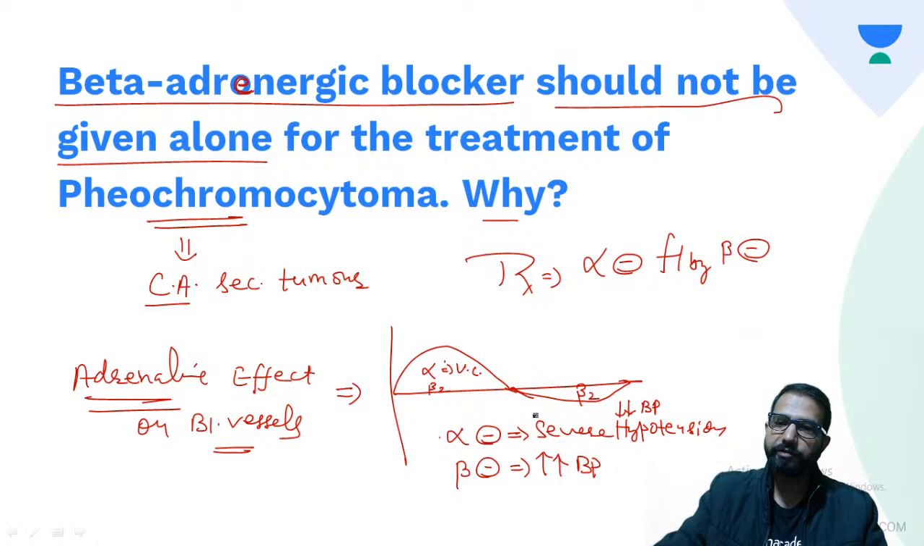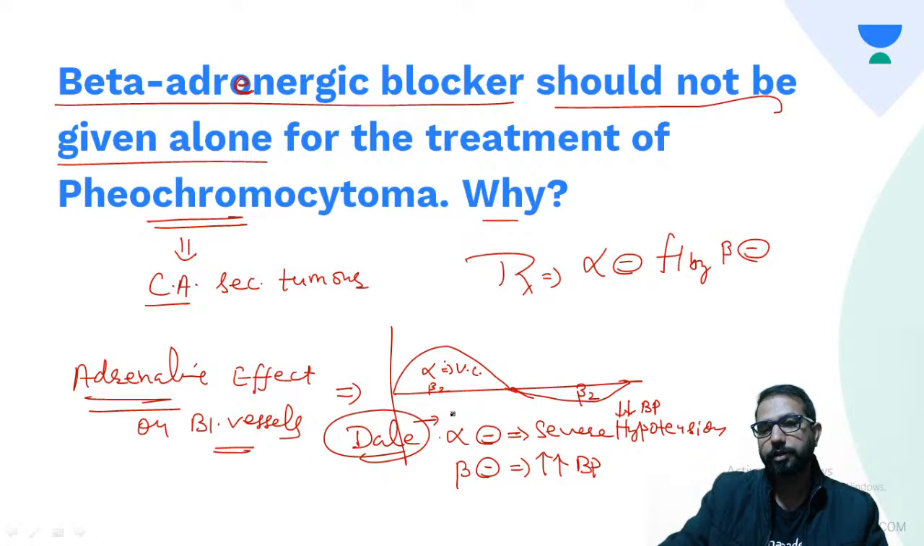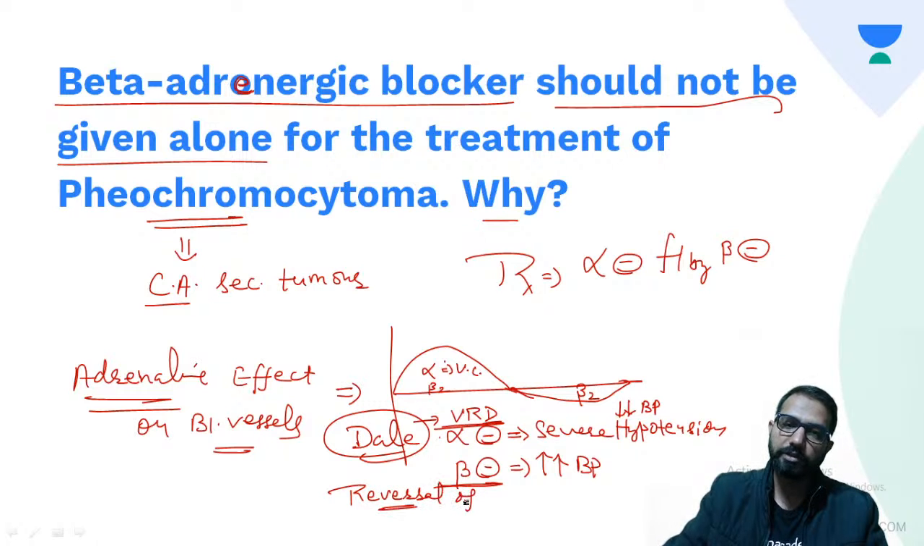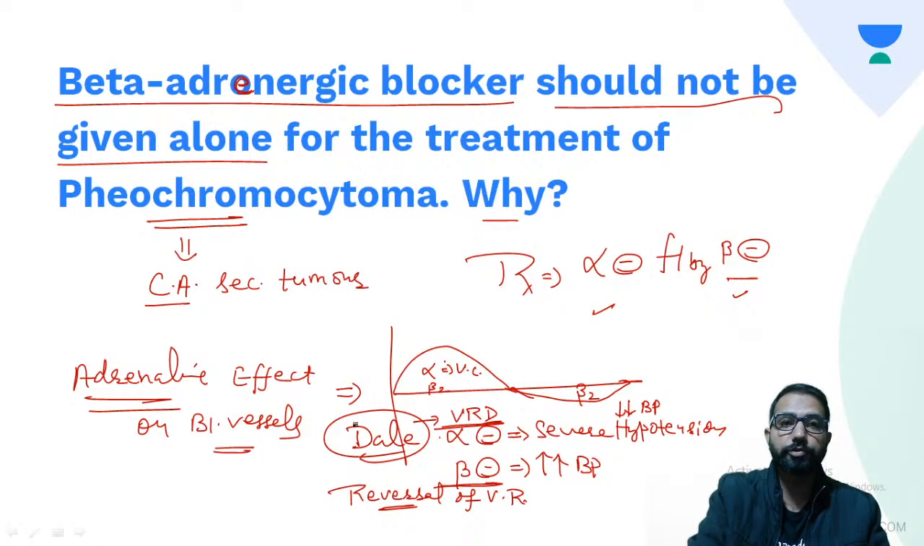The alpha blocker causing severe hypotension is called the Dale phenomenon, vasomotor reversal of Dale. And if you use a beta blocker, that causes reversal of the vasomotor reversal. So that's why we use the alpha blocker first, there will be vasomotor reversal of Dale, then give the beta blocker, which can reverse the vasomotor reversal. So that is the reason that we should not use it alone.